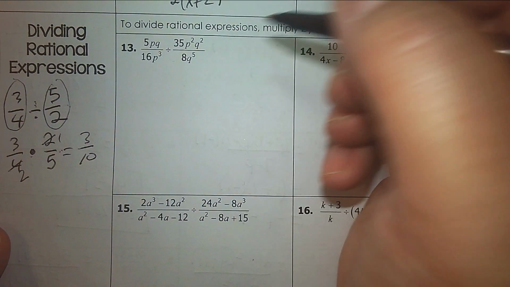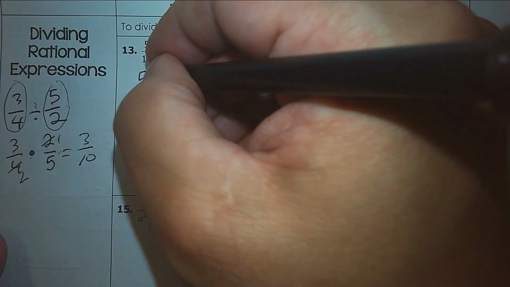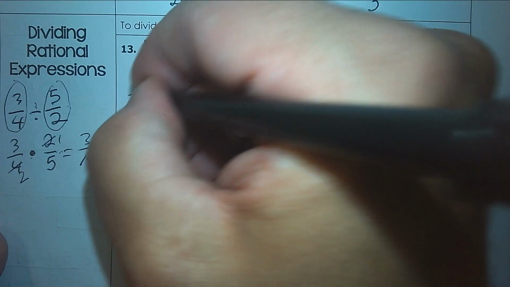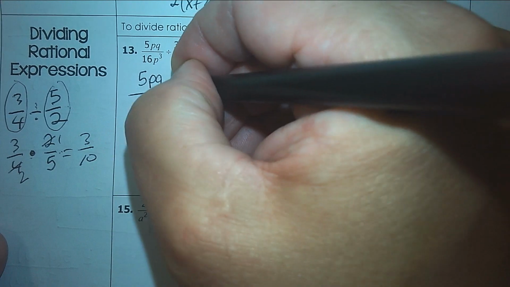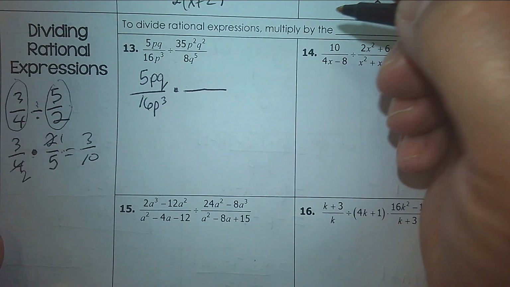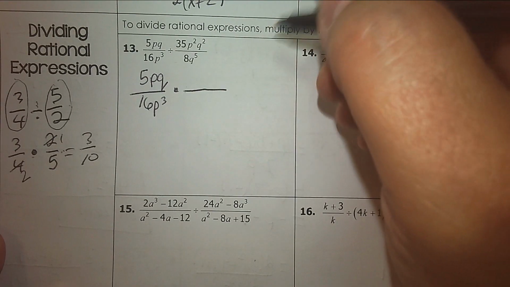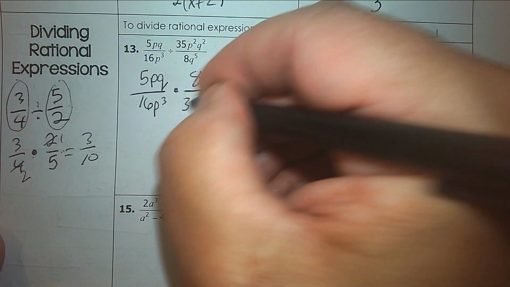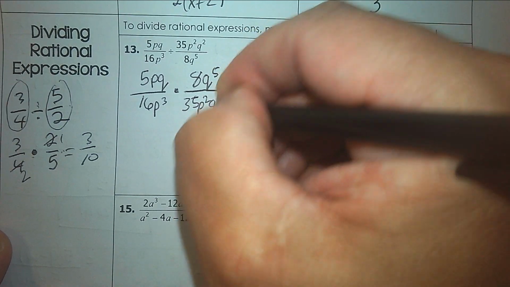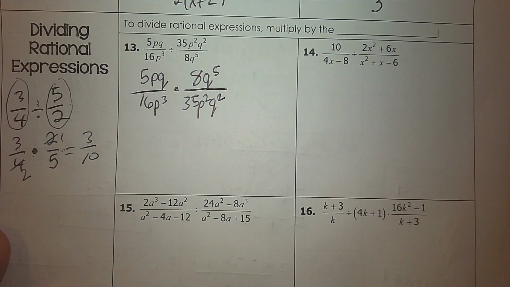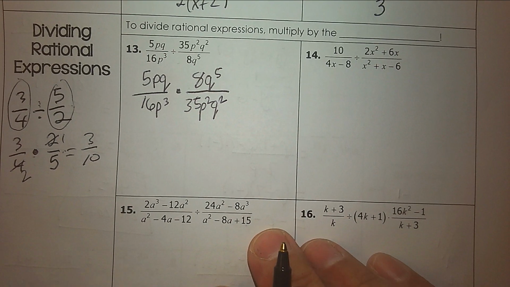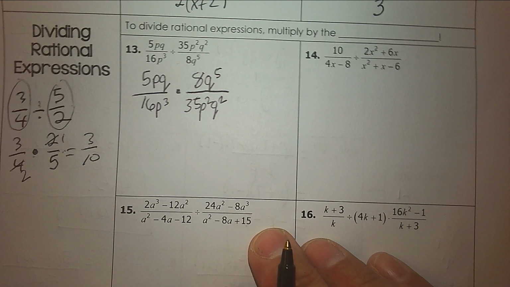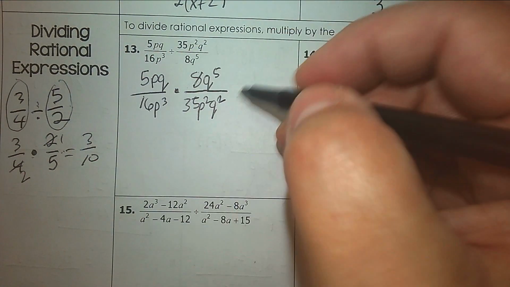So, step one is to understand, and those are P's and Q's, right? I need to understand that when you are dividing, you're really multiplying times the reciprocal. So I'm going to write this as 8q to the 5, 35 p squared q squared. Now these are monomials, so I'm not going to factor first. I'm just going to look, and I'm just going to divide out what I see. So do you see anything that simplifies here?